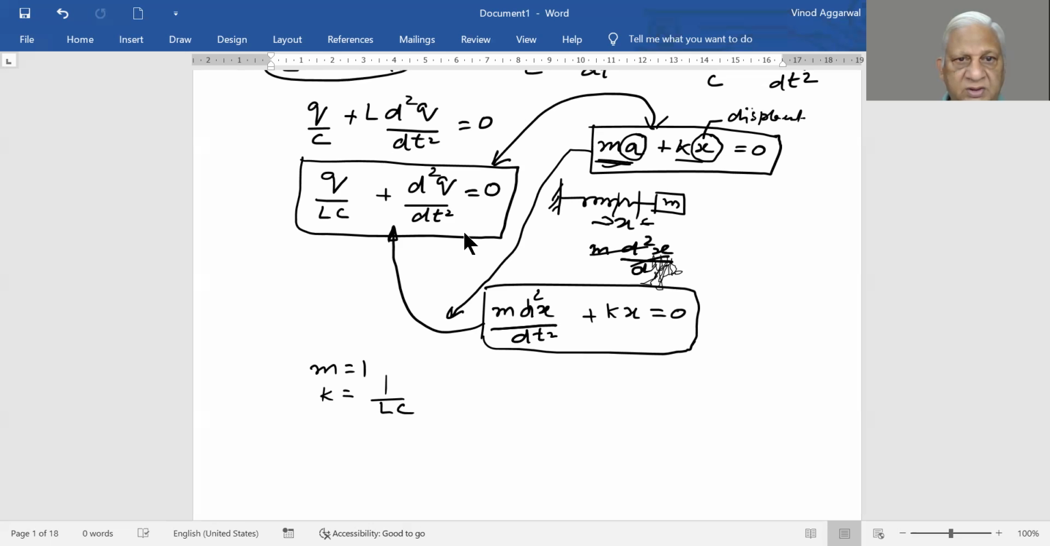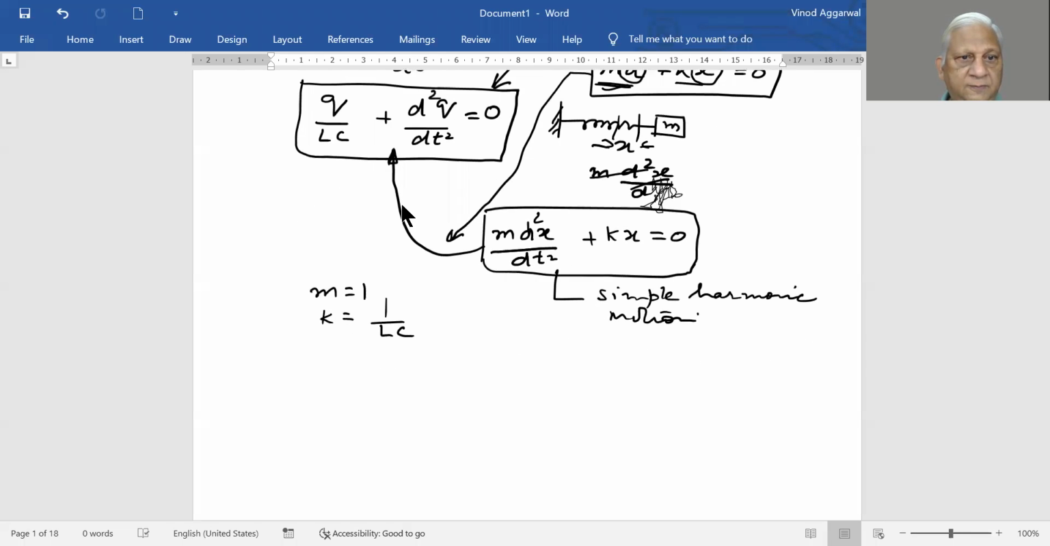What these two equations tell us is that this function will behave like this, and this function we have already seen umpteen number of times behaves like simple harmonic motion. So this circuit will also behave like a simple harmonic motion. What does it mean? Let's see.